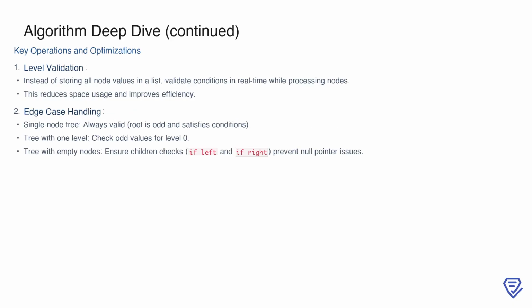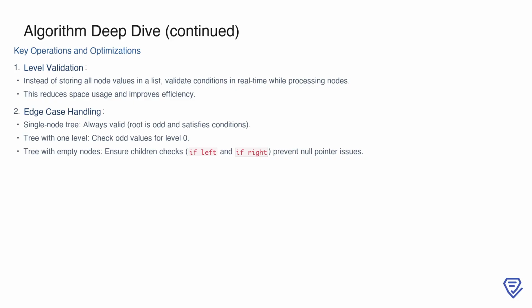To optimize the algorithm further, we can validate level conditions in real time while processing nodes, instead of storing all values in a list. This reduces memory usage and improves efficiency by eliminating the need for a separate validation step after processing the level. Additionally, edge cases need careful handling.